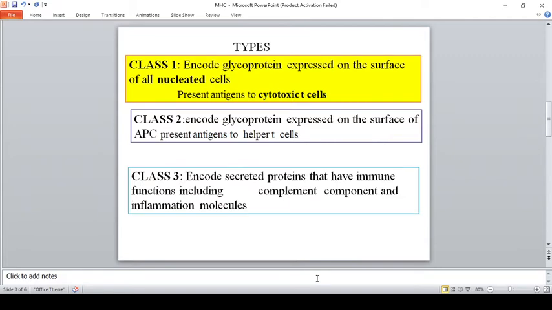The next thing is that there are three different types of MHC: class 1, class 2, and class 3. Class 1 encodes a glycoprotein, and this protein is present in all nucleated cells. Class 1 presents antigen to cytotoxic T cells. Class 2 encodes a glycoprotein that is expressed on the surface of antigen presenting cells, both professional and non-professional, and presents the antigen to helper T cells. Class 3 MHC encodes secreted proteins with an immune function, mostly complement components and inflammatory components. So class 1 and class 2 encode glycoproteins, while class 3 encodes secreted proteins.